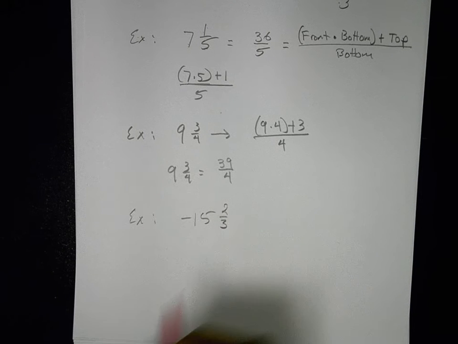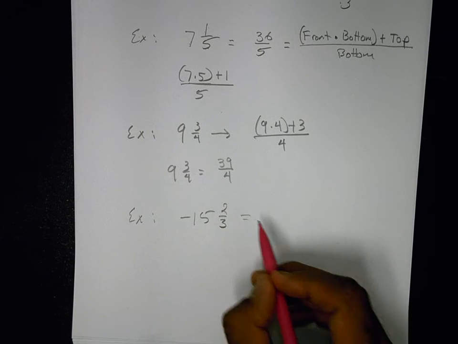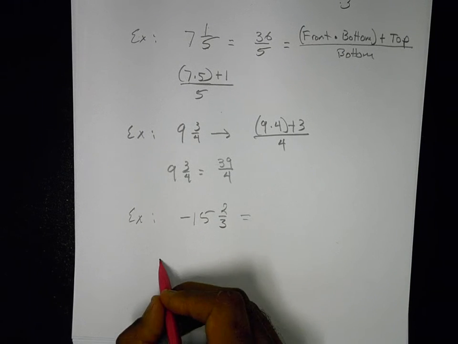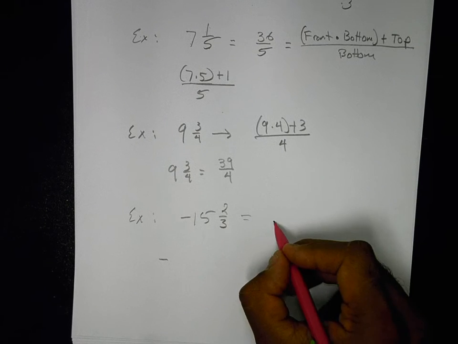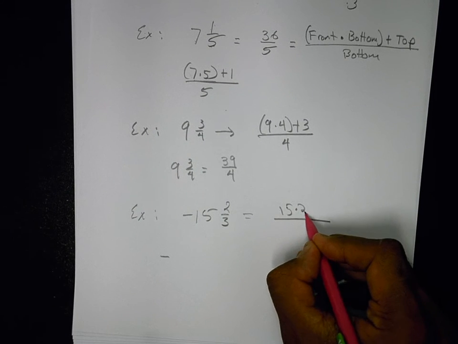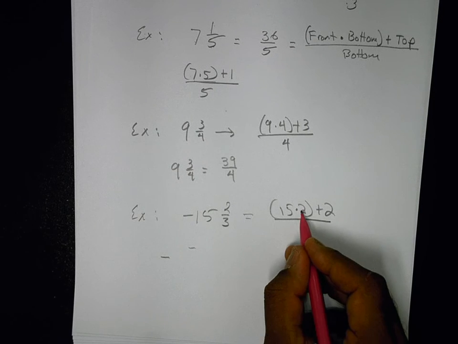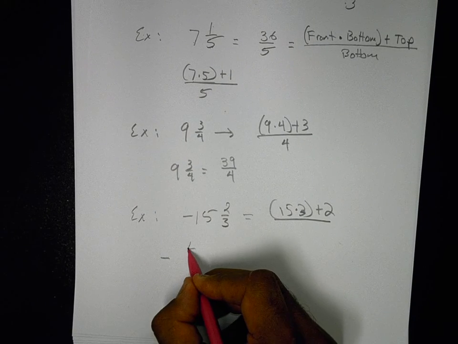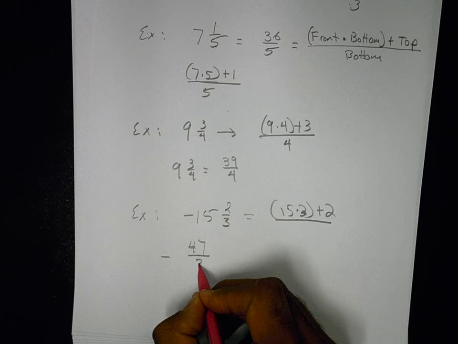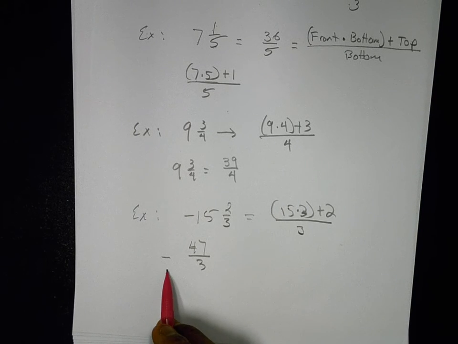-15 2/3. Same thing here. I'm going to ignore this negative, and just remember my answer is going to be negative. So over here it's going to be 15 times 3 plus 2. That 15 times 3 is 45, so 47 all over 3, my original denominator, and just make sure that it is negative.